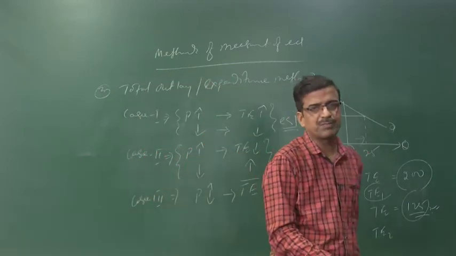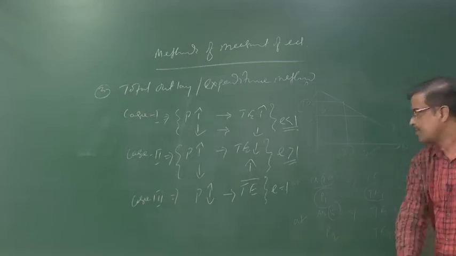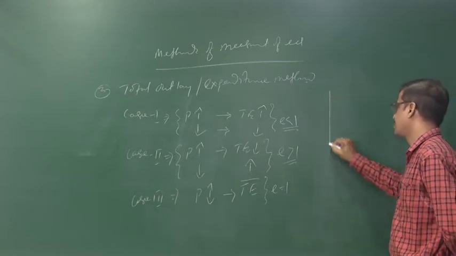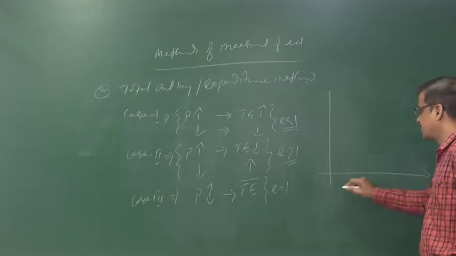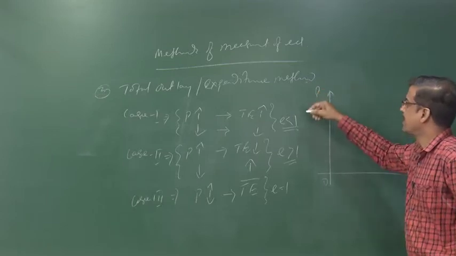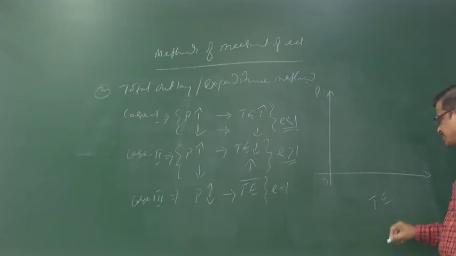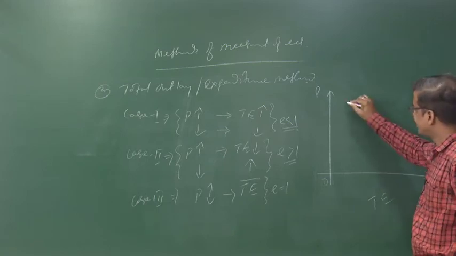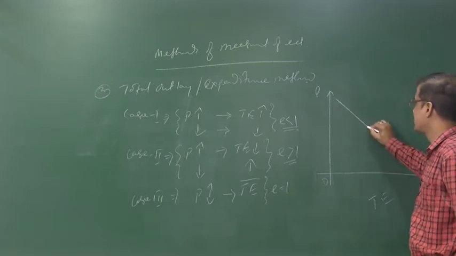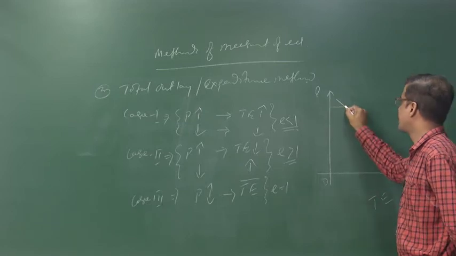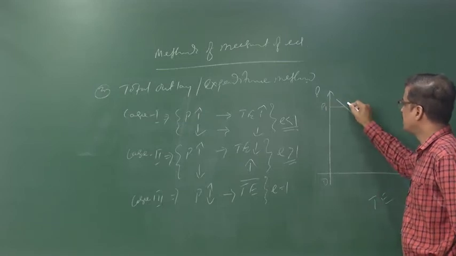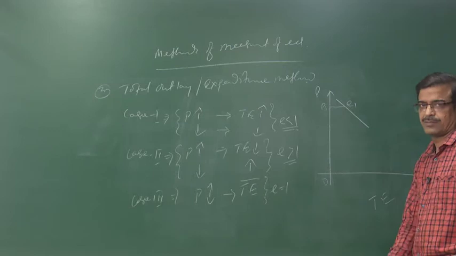Now how do you depict this with the help of the graph? To depict it with the help of the graph we have to trace the total expenditure curve. On the vertical axis we take the price, on the horizontal axis we take the total expenditure. Now the expenditure curve will look like this. That means when price is P1, expenditure is E1 P1.